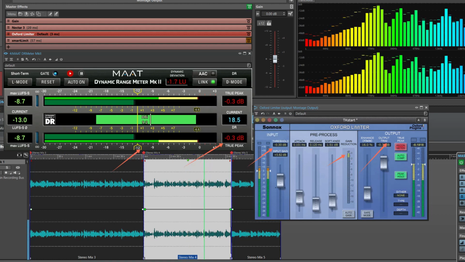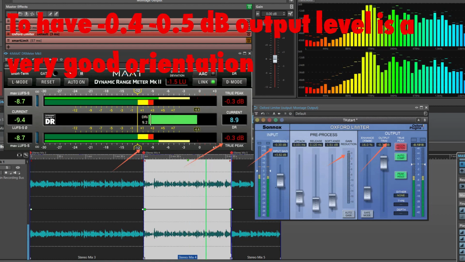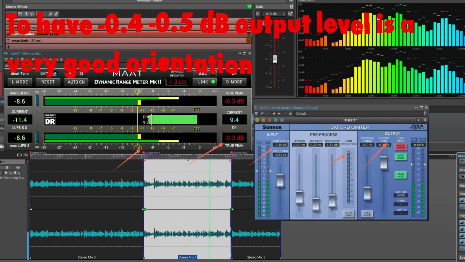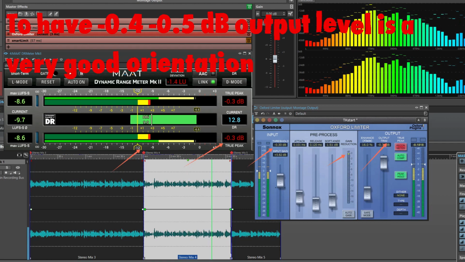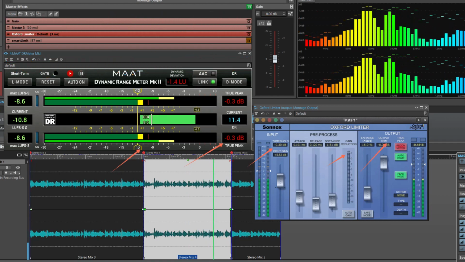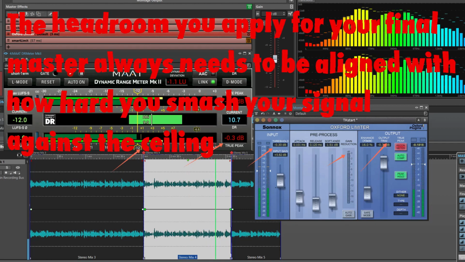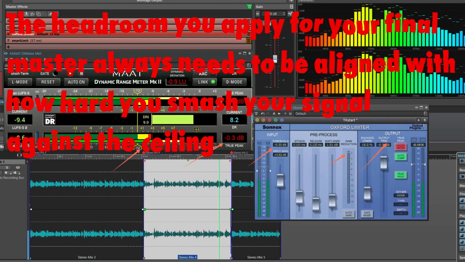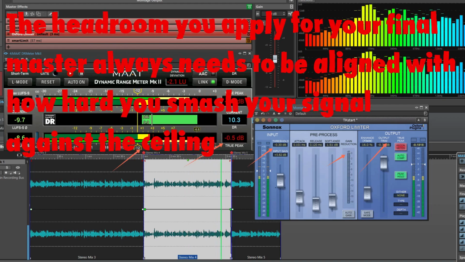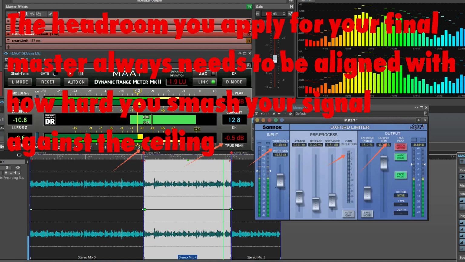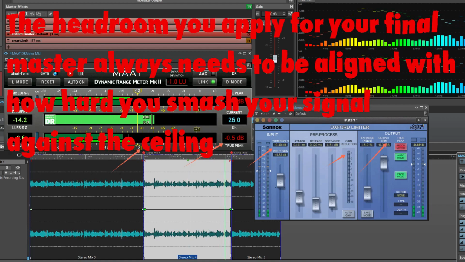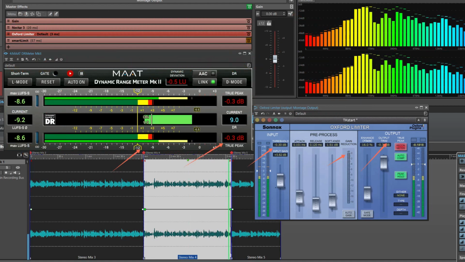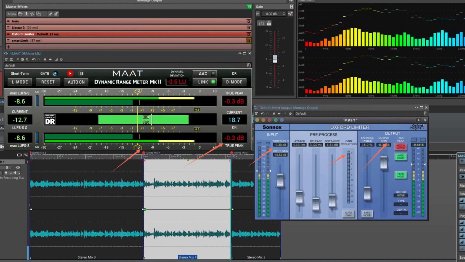So to have minus 0.4, minus 0.5 dB output level is a very good orientation. What I want to tell you is that the headroom you apply for your final master always needs to be aligned with how hard you smash your signal against the ceiling. And it is therefore very crucial to control your peak structure properly.